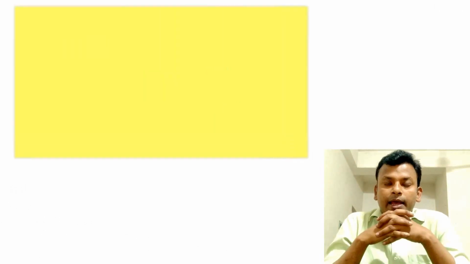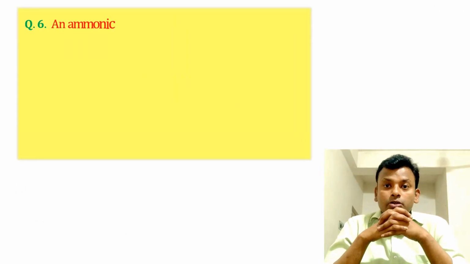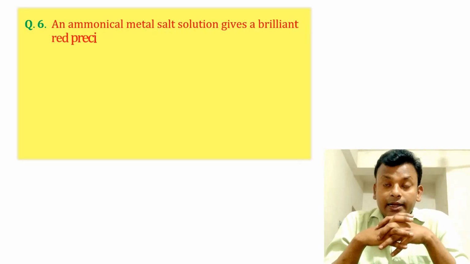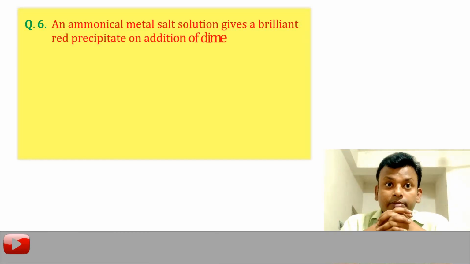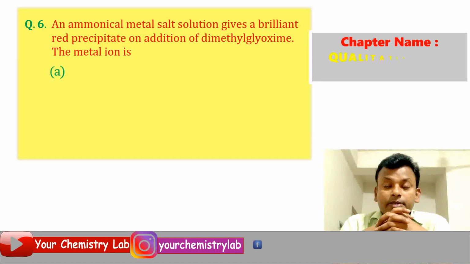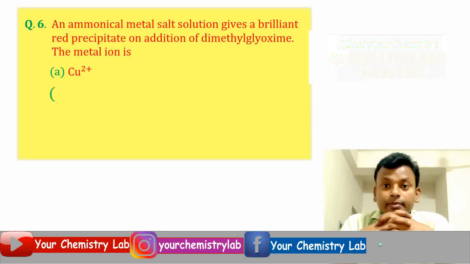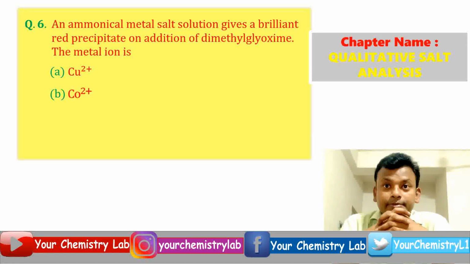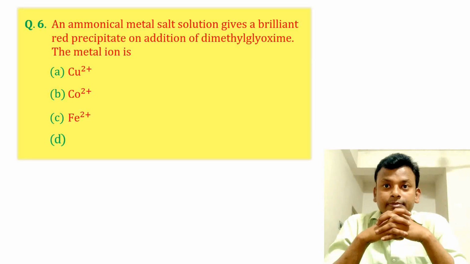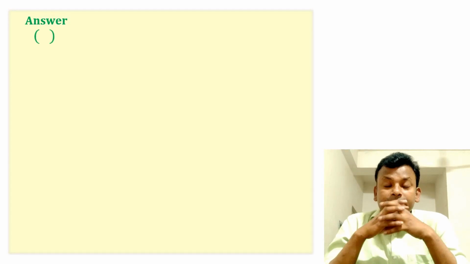Question 6. An ammoniacal metal salt solution gives a brilliant red precipitate on addition of dimethylglyoxime. The metal ion is option A, option B, option C, option D. Answer: option D is the correct answer.